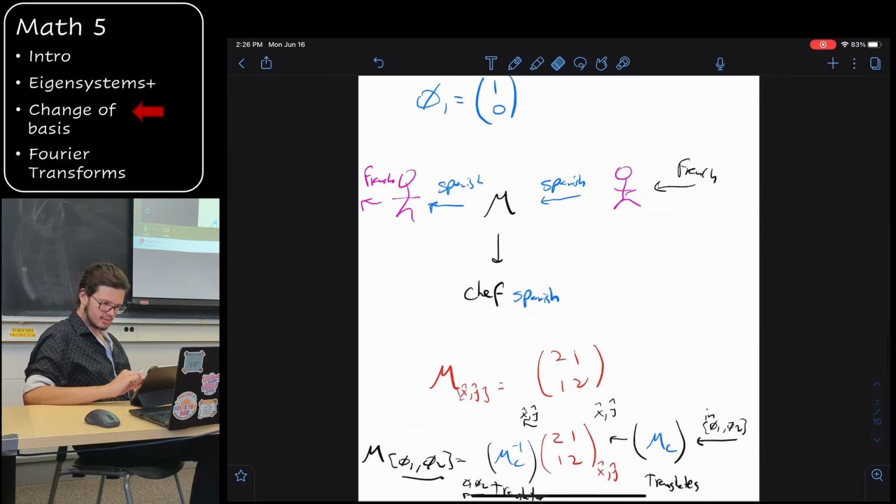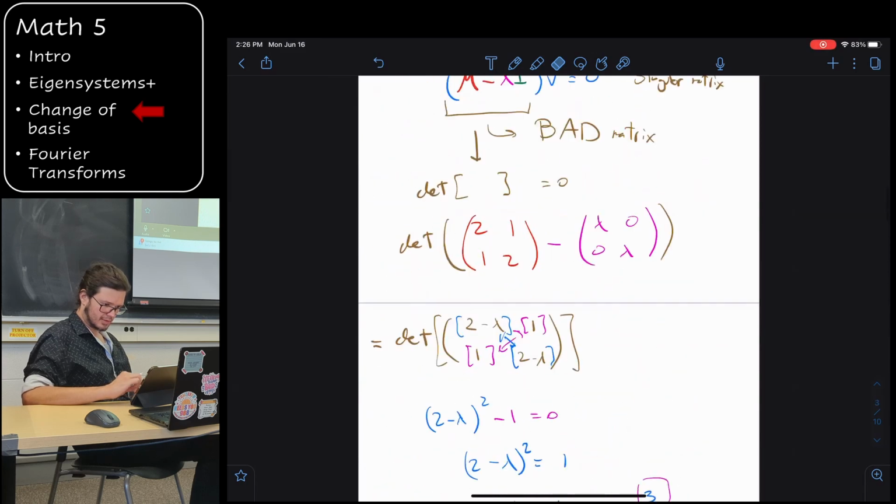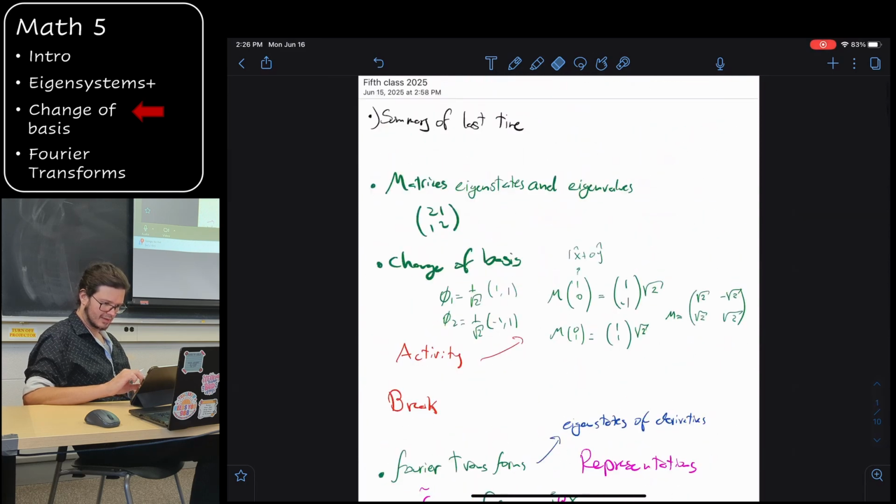I think that's all that I wanted to say about changes of bases.